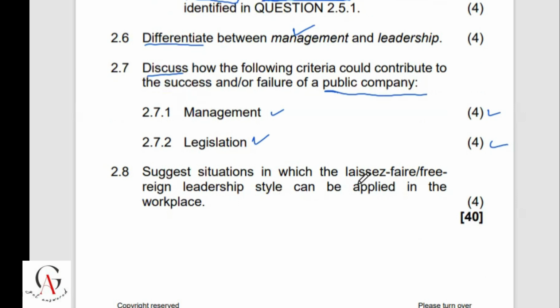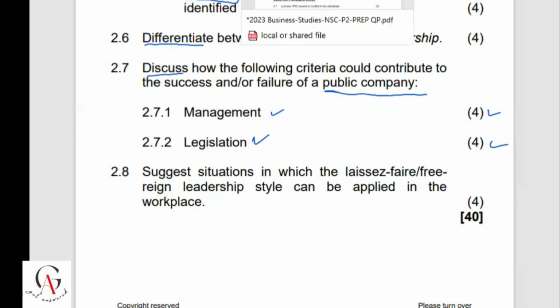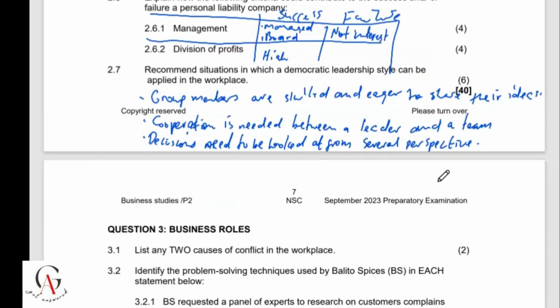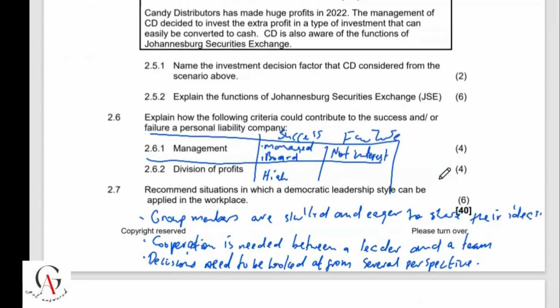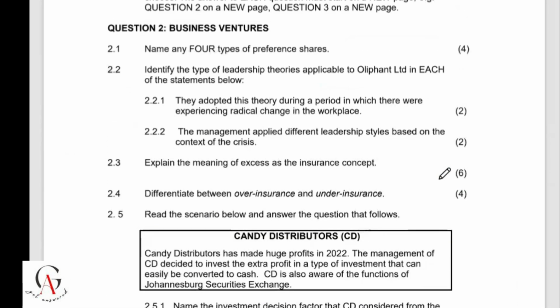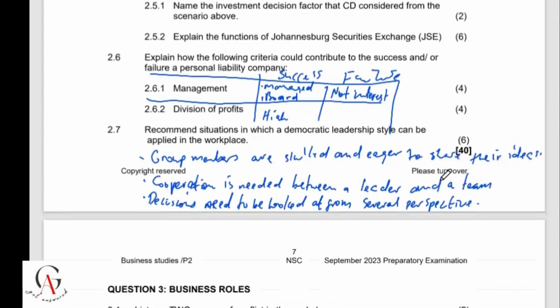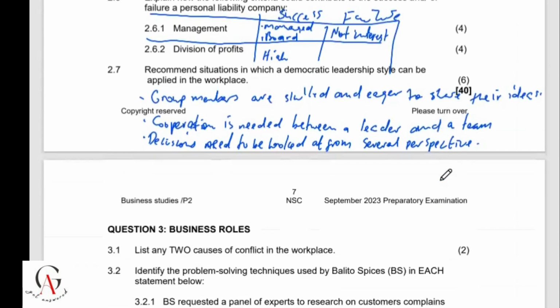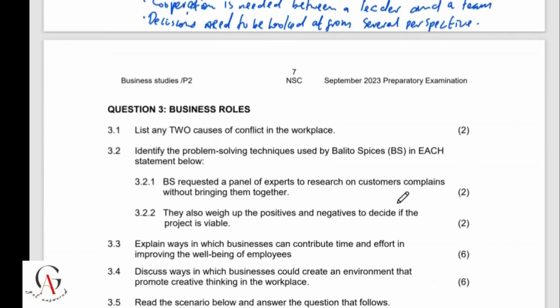So now also employees are highly experienced and know more about the task that the leader wants them to perform. Okay, so now we are done with question 2s for both papers, grade 12s, and surely you have learned a lot on how you must approach this kind of questions in business studies. Okay, right. So now let's move on to the question 3s.